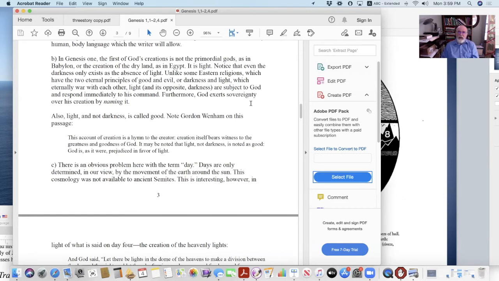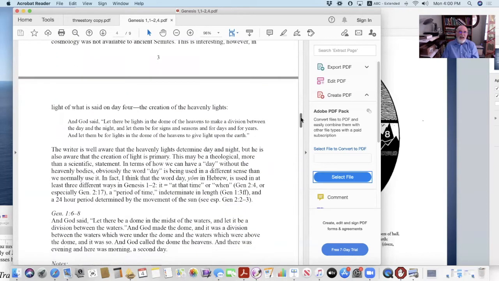There is a problem, not for the Bible, but a problem for our understanding, and that is, what do we mean when we use the word day? Days are only determined, in our view, by the movement of the earth around the sun and the rotation of the earth. This cosmology was not available and unknown to ancient Semitic peoples. Furthermore, we don't have the creation of the heavenly lights until day 4. This is what it says on day 4.